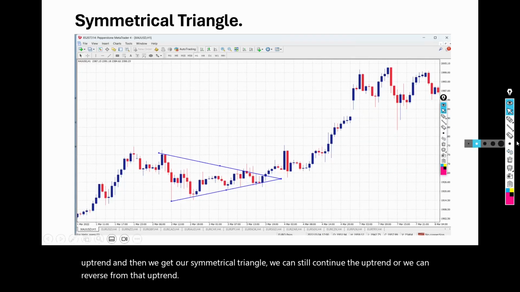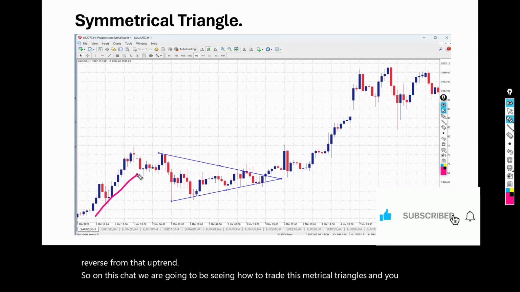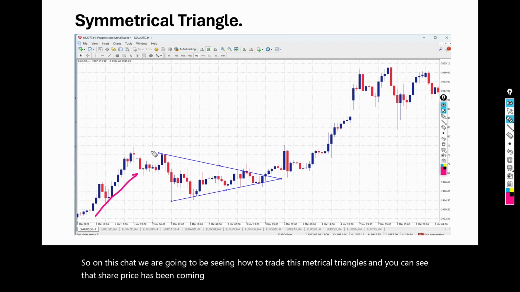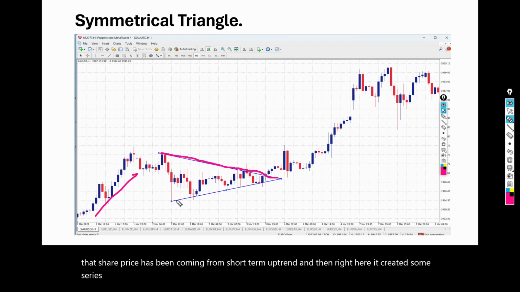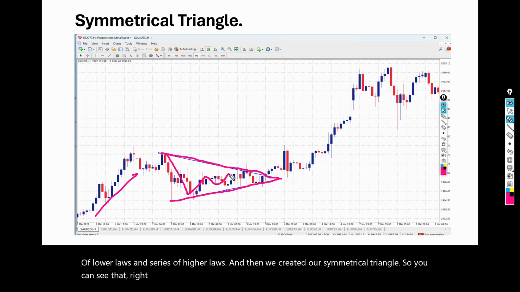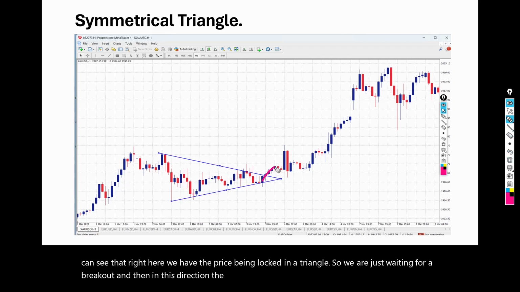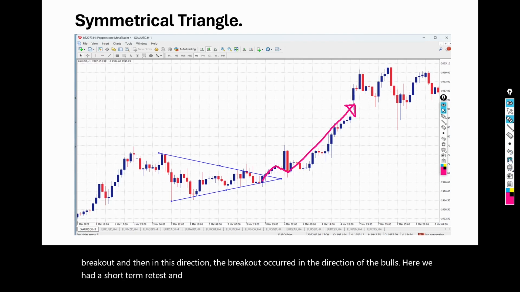So on this chart, we are going to be seeing how to trade these symmetrical triangles, and you can see that here price has been coming from a short-term uptrend, and then right here it created some series of lower highs and series of higher lows, and then we created our symmetrical triangle. So you can see that right here we have the price being locked in a triangle, so we are just waiting for a breakout. And then in this direction, the breakout occurred in the direction of the bulls. Here we had a short-term retest, and then we continued with our uptrend.